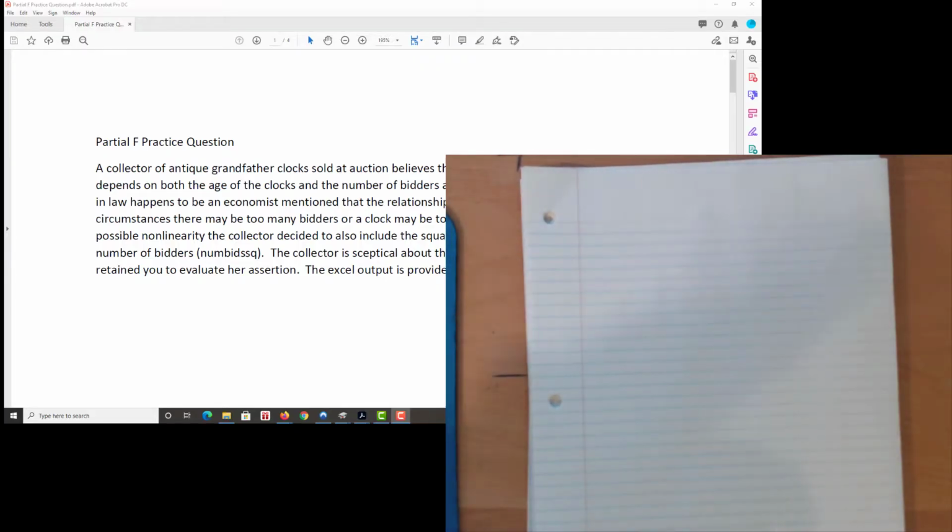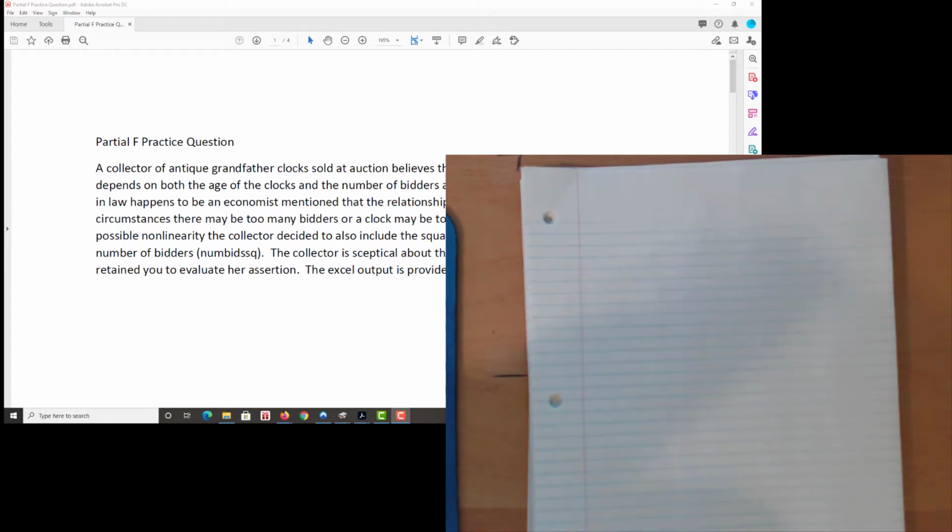Let's do a partial F practice question. So we have a collector of antique grandfather clocks sold at auction, who believes that the price received for clocks depends both on the age of the clocks and the number of bidders at auction. The collector, whose sister-in-law happens to be an economist, always a dangerous thing, mentioned that the relationship might also be non-linear, i.e. in some circumstances there may be too many bidders or a clock may be too old.